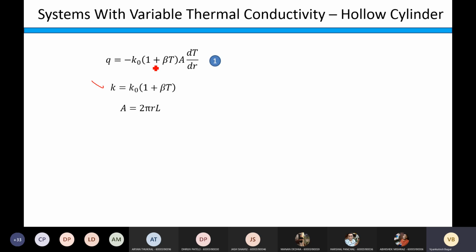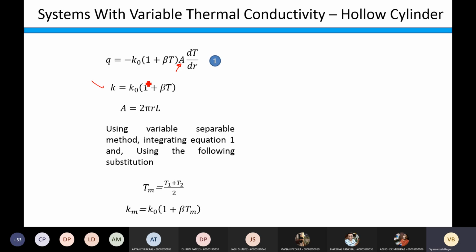So K is K naught (1 plus beta T), and this area A in cylindrical system will be 2 pi rL, surface area of the cylinder. I hope you know L is the length of the cylinder. So remember what is this? Now, I leave it to you to derive the equations. I am just directly writing the equations on the screen.